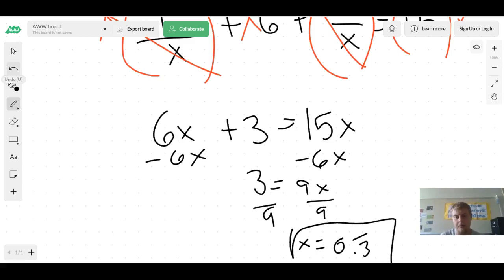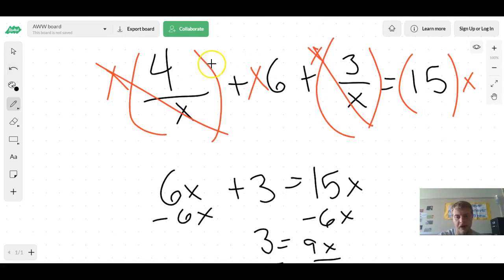So on any of these problems, just make sure, again, anytime you have a fraction, you never have to deal with a fraction. You can just multiply through that bottom and cancel it all out, and it should work out very, very nicely.